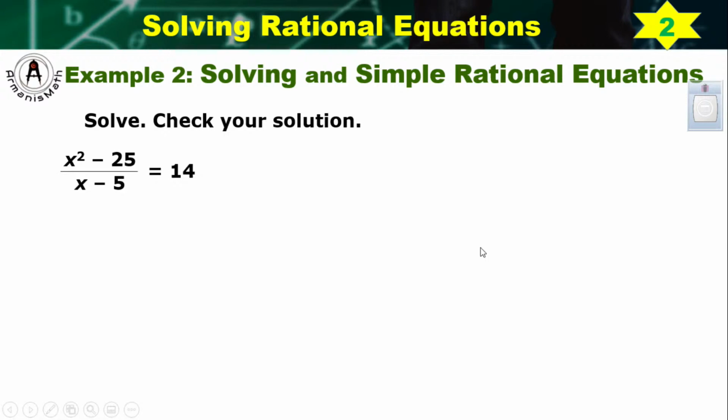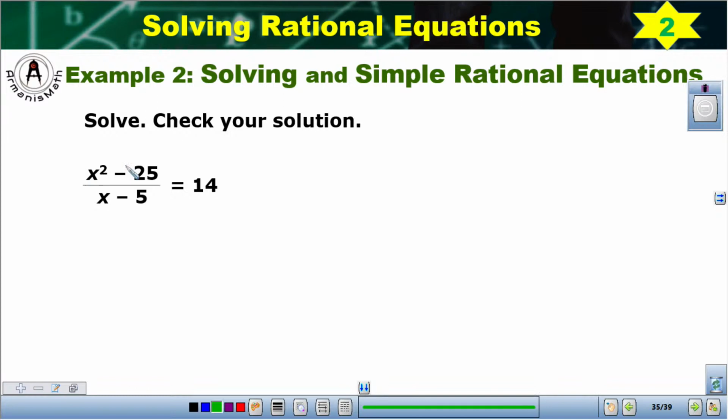Okay, this one says solve and check. So let's solve this one. I really have to keep going here. We've got to catch up. So x squared minus 25. Here we go. Layla just said difference of squares. That is very true. X plus 5.